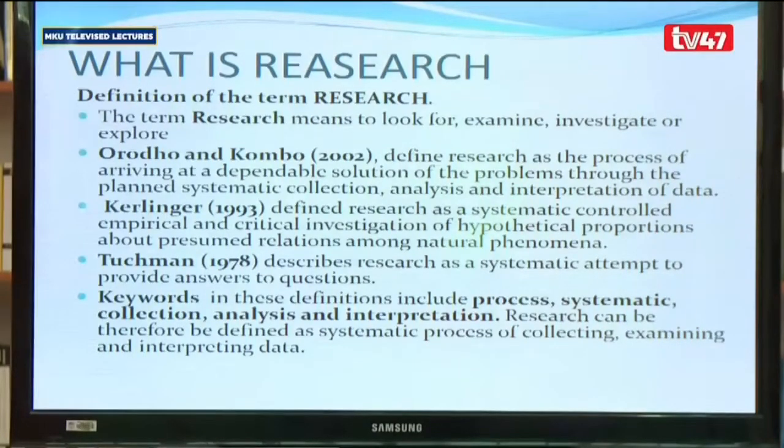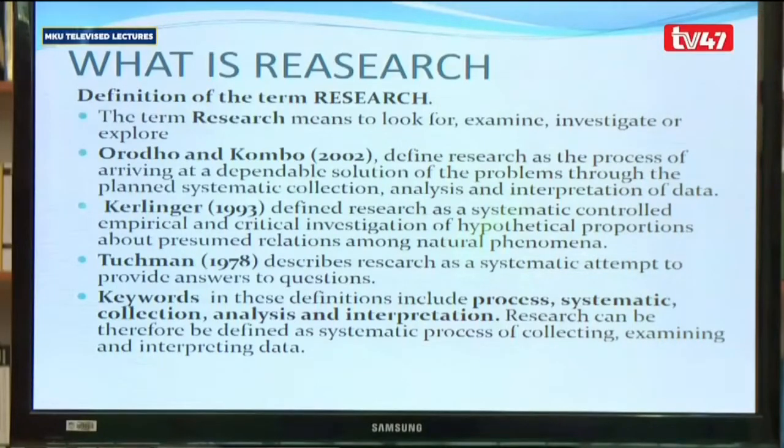Another definition was given by Kallinger in 1993, and Kallinger defines research as a systematic, controlled, empirical, and critical investigation of hypothetical propositions about presumed suppositions among natural phenomena. That is according to Kallinger. When we look at the element of hypothetical propositions, we are referring to the concepts that people have about issues that are yet to be verified. They are yet to be proved as true or false.